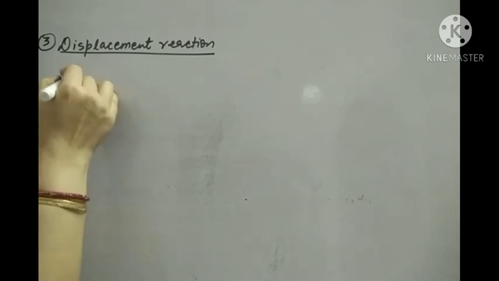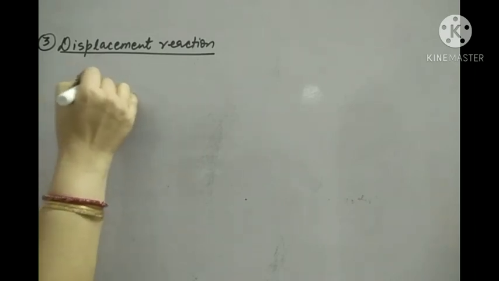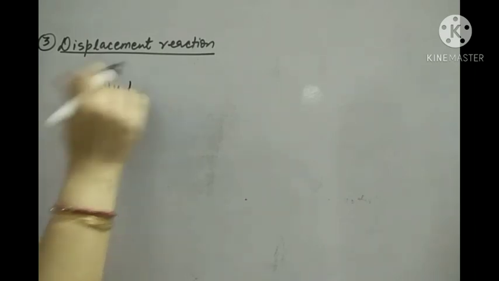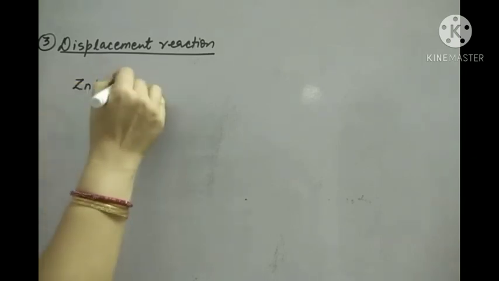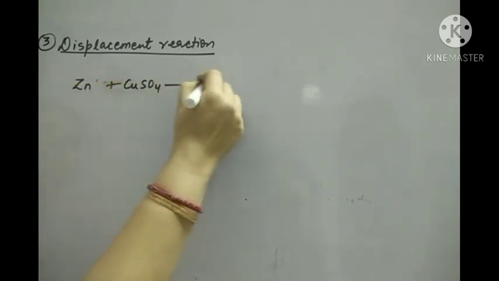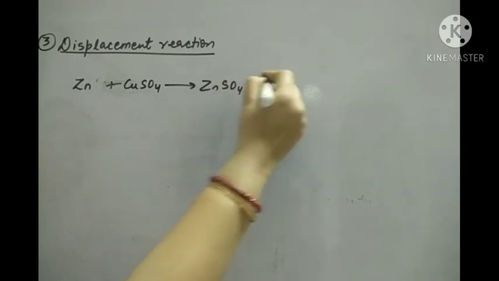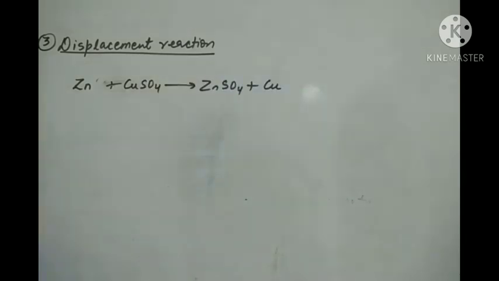Next is displacement reaction. Now we'll take the example. Okay, this is a very simple example. You know the meaning of displacement. Displacement means one atom is replaced by another atom or group. Okay, generally more reactive displaces less reactive. Displacement can be single also and displacement can be double also.